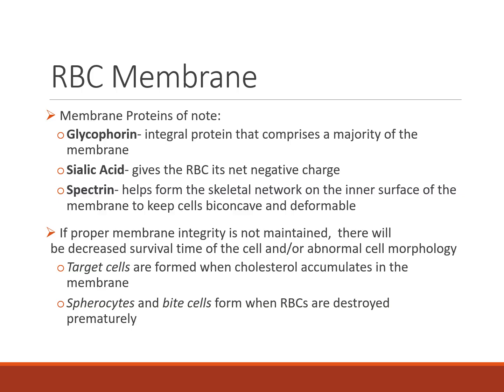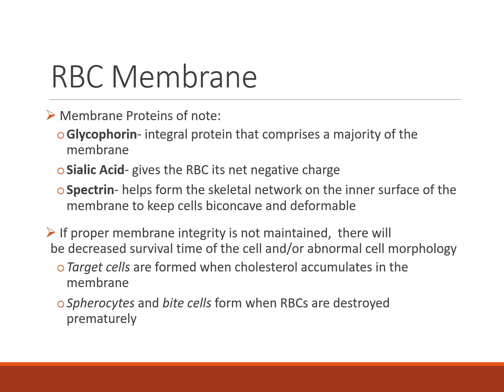Spectrin helps keep the skeletal network on the inner surface of the membrane to keep the cells in that biconcave and deformable shape. And remember, spectrin is going to be really important. If we have a lack of spectrin, we're going to see morphologies that are more susceptible to rupture, like spherocytes.